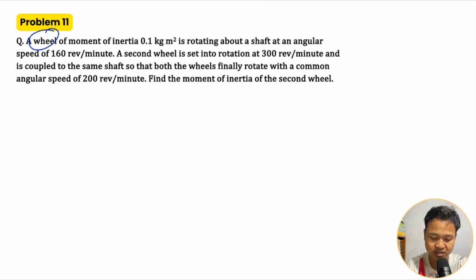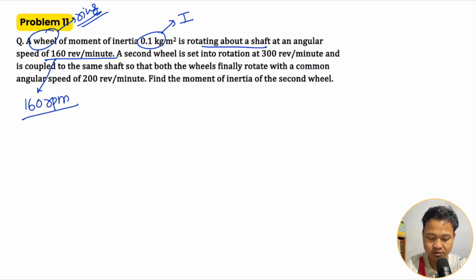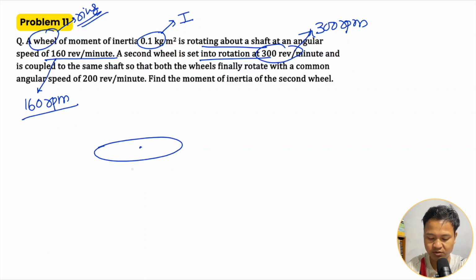So a wheel has a moment of inertia given as 0.1, rotating about the shaft at an angular speed of 160 revolutions per minute, so 160 rpm. A second wheel is set into rotation at 300 rpm. So initially you have the first wheel, which was rotating at 160 rpm.